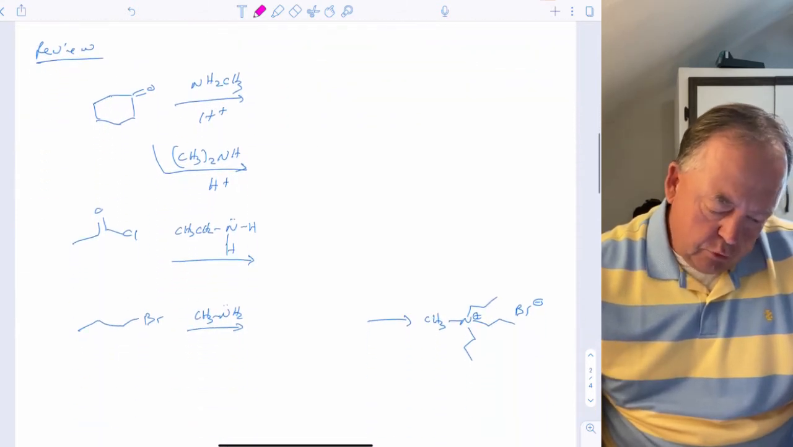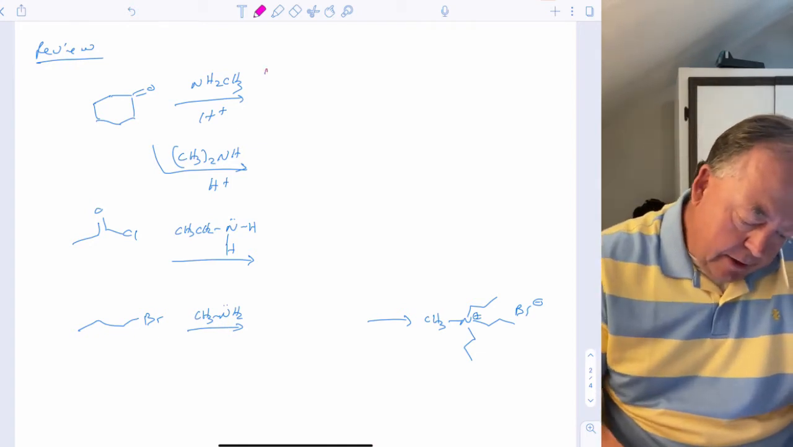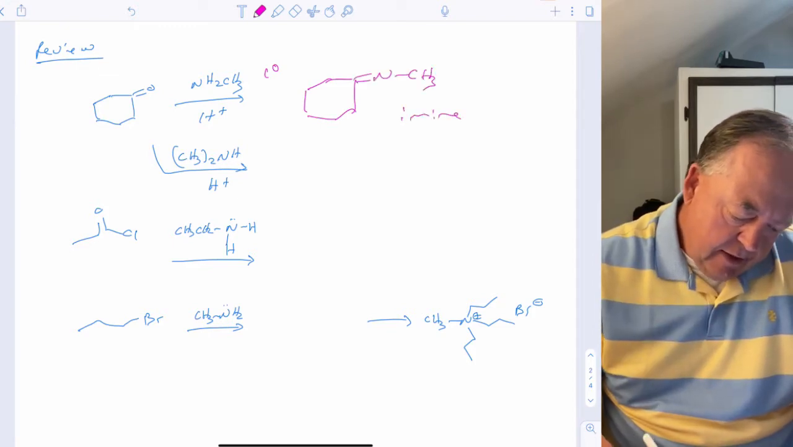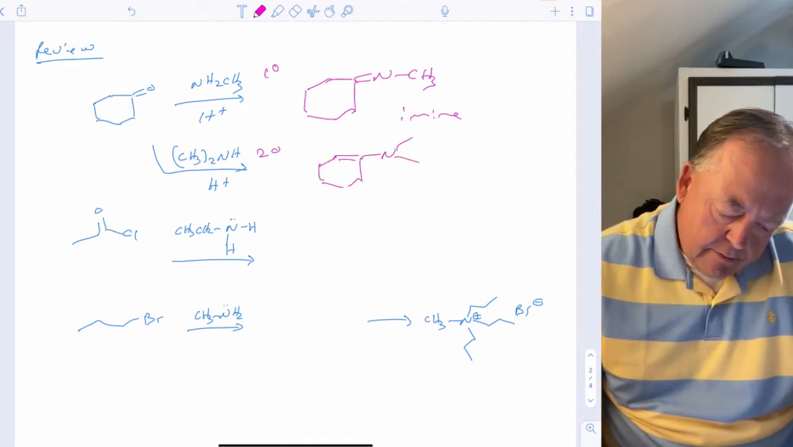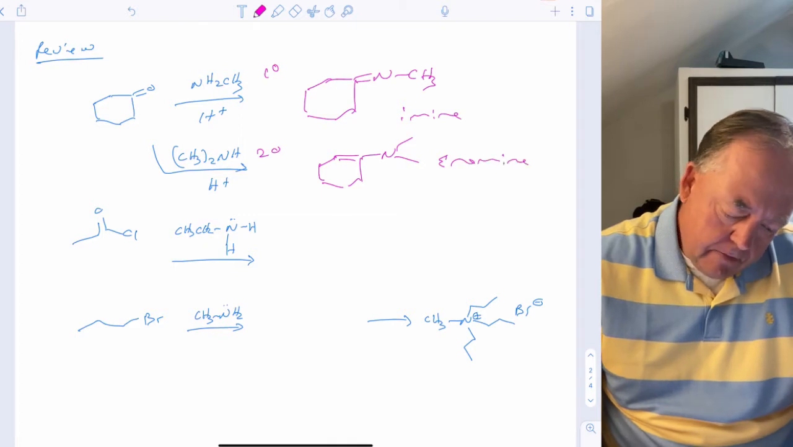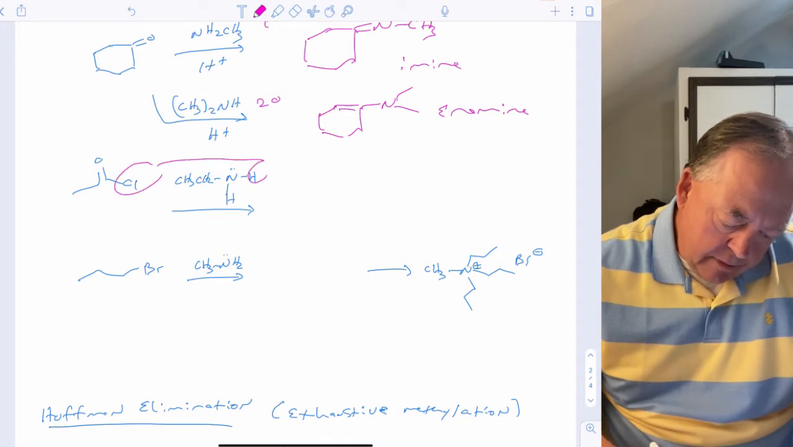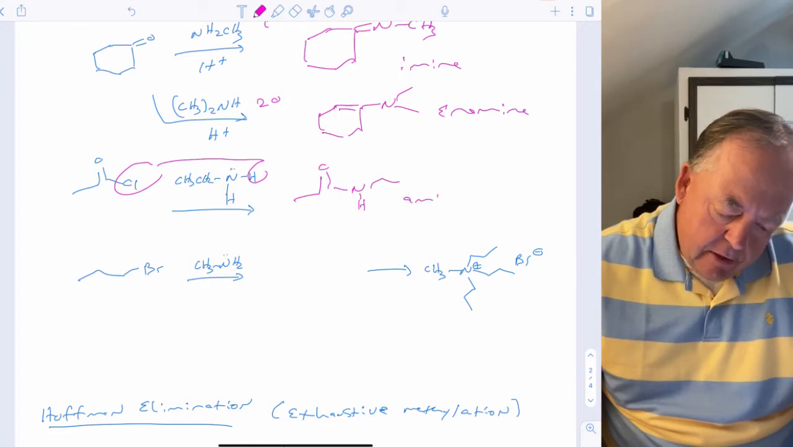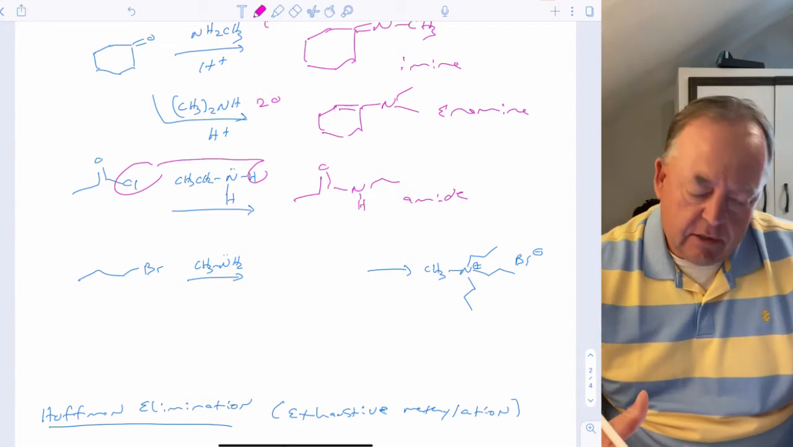Okay, so quickly, let's review the different reactions of amines that you do know. A ketone and a primary amine makes an imine. A ketone and a secondary amine makes an enamine. We looked at this in the last chapter. An acid chloride and an amine makes an amide, and we'll look at the mechanism for that reaction when we look at the acid chloride chapter 21.